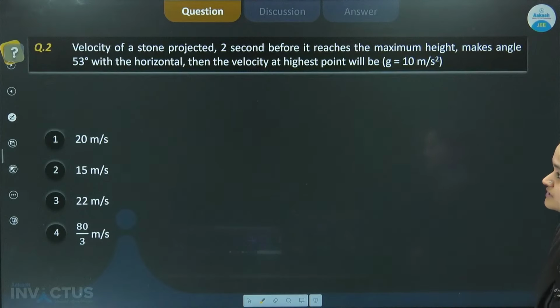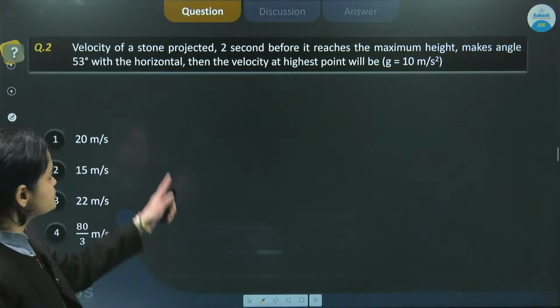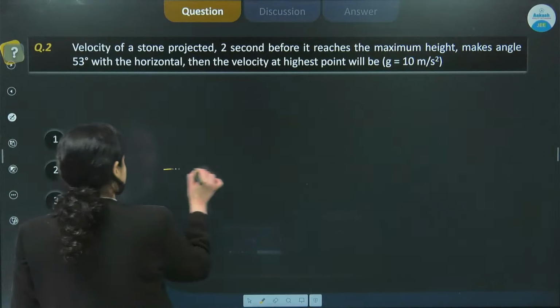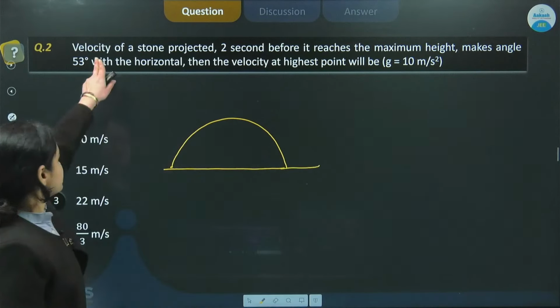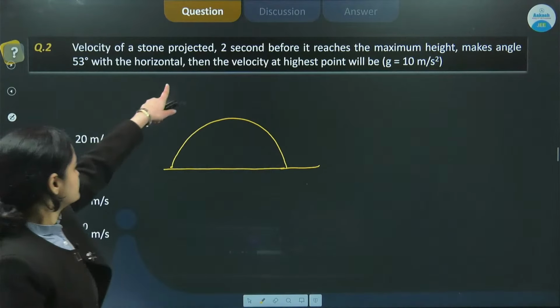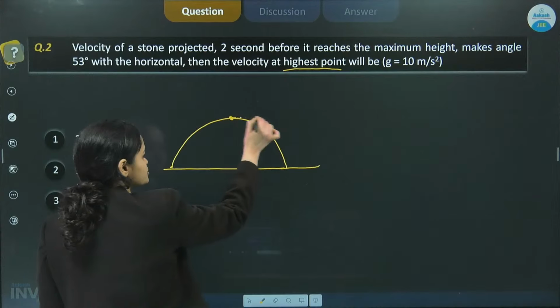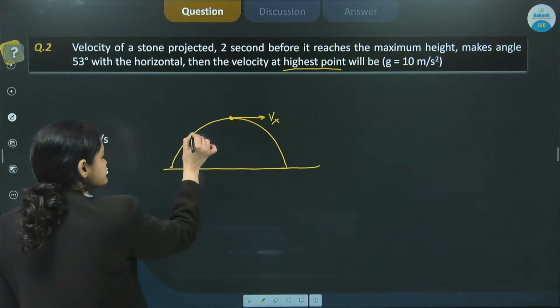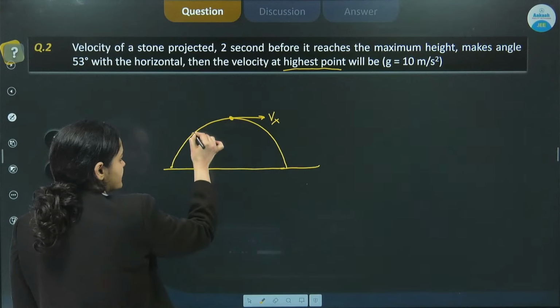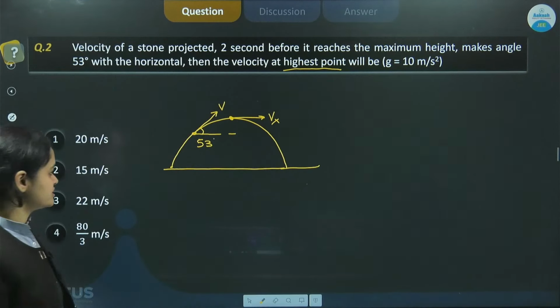Now the second question: velocity of stone projected, 2 seconds before it reaches the maximum height. We have to find out the velocity when it is at the highest position. When it is at the highest position, its velocity will be, suppose, Vx. Now 2 seconds before it reaches the maximum height, its velocity vector is making an angle 53 degrees with the horizontal, as it mentions in the question here.